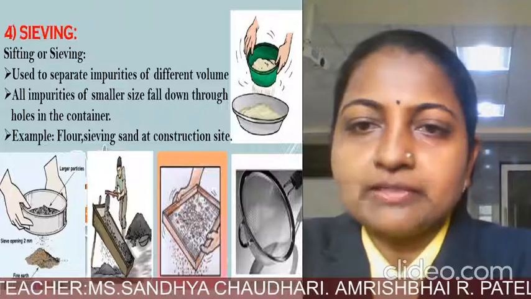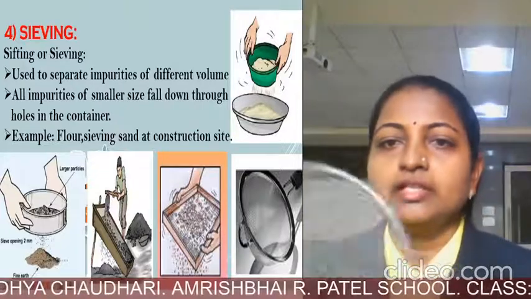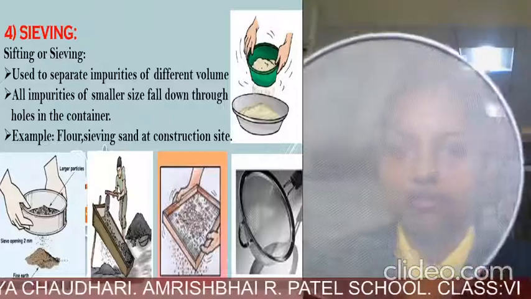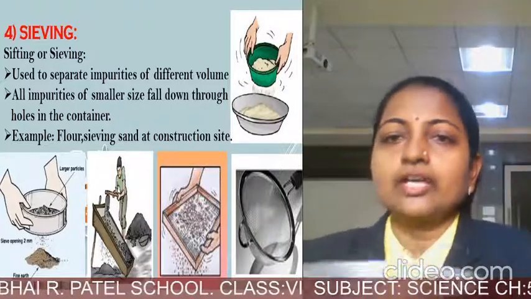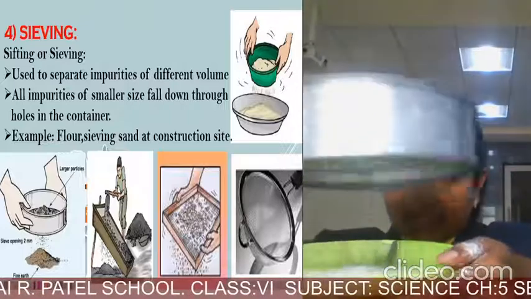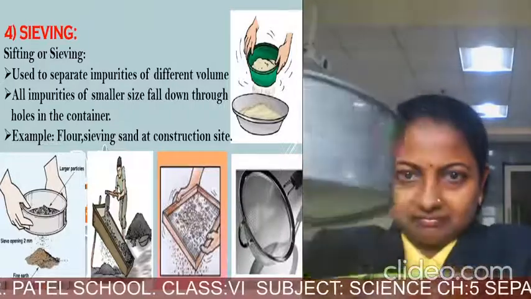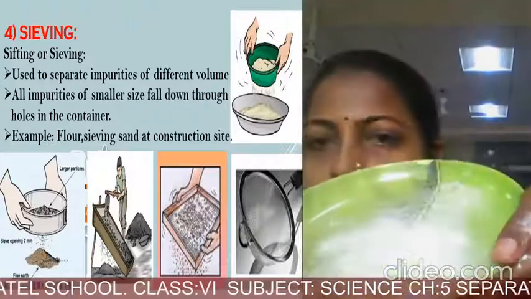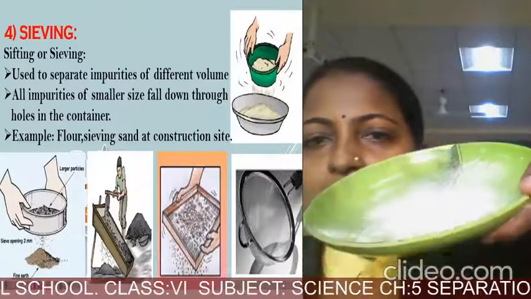To sieve sand, we use a different kind of sieve. Here you can see, children, different sizes of sieves. Now I took flour in the sieve and I will sieve. So you can see, children, the particles are falling down. And after sieving, the smaller size particles are falling down and we can separate the impurities from flour also.